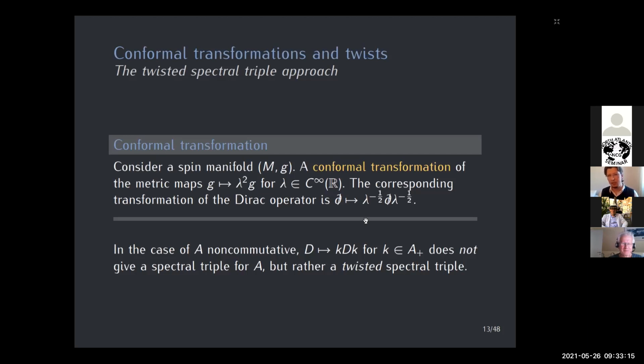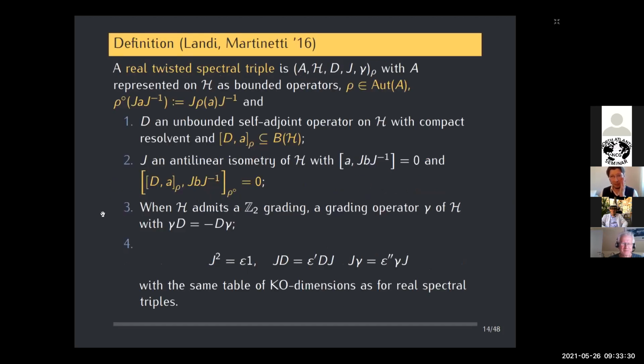But in the case that the algebra is non-commutative, trying this same trick of taking a positive element of the algebra, sandwiching the Dirac operator by it, doesn't even give you a spectral triple back, but instead you get a twisted spectral triple. What is a twisted spectral triple? Well, a twisted spectral triple is basically the same thing as a spectral triple, but instead of requiring that you have bounded commutators of the Dirac operator with the algebra, now you require that you have bounded twisted commutators, where usually the twist you take as coming from the automorphisms of the algebra.